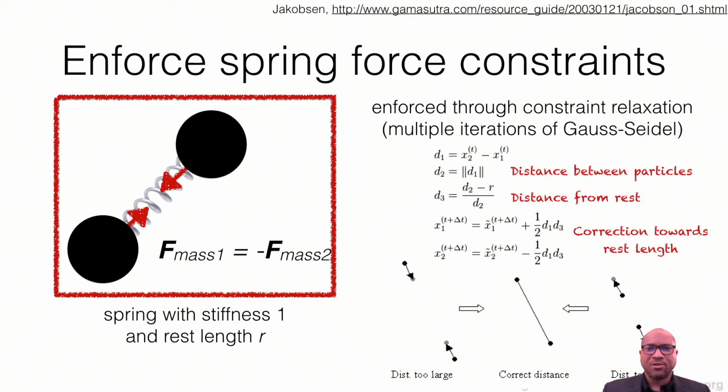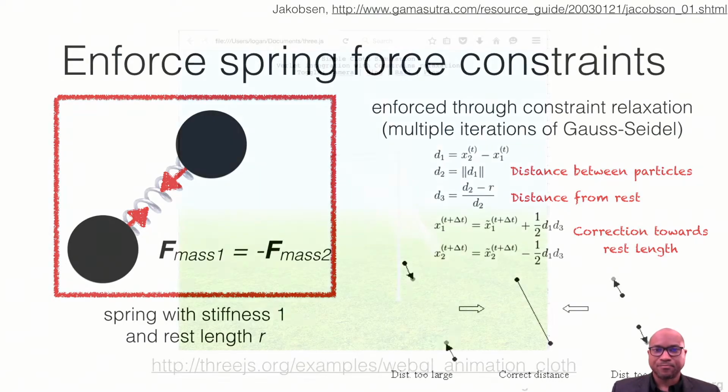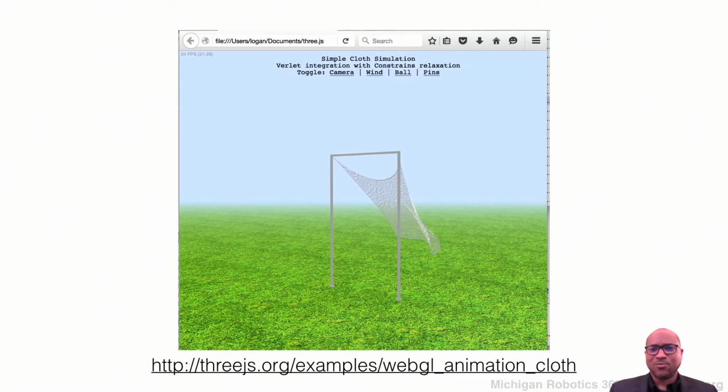I won't go through the details of this, but we can essentially enforce these spring constraints through an optimization that would relax these constraints. We just do this over and over and over. This is how we can make sure, or at least to our best approximation, try to keep the particles in their right relative positioning. And I just want to show that this isn't just a case of this working for one example.